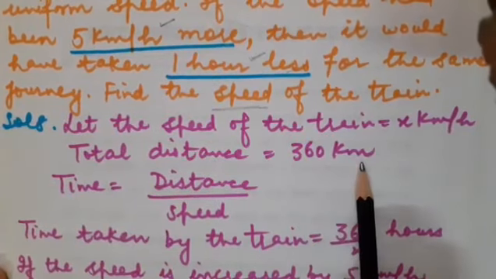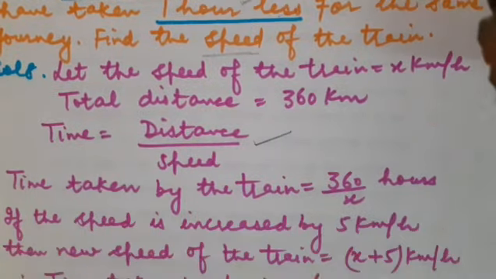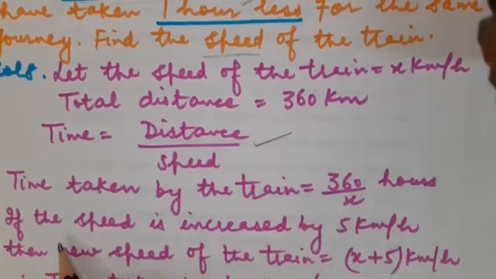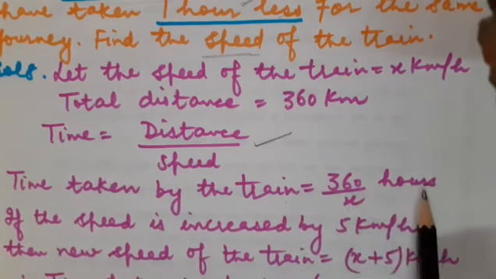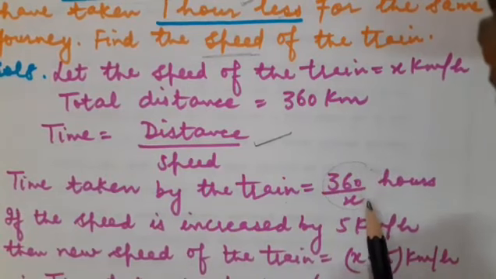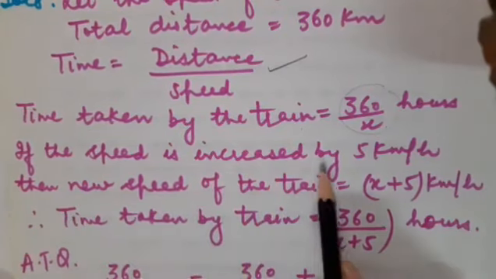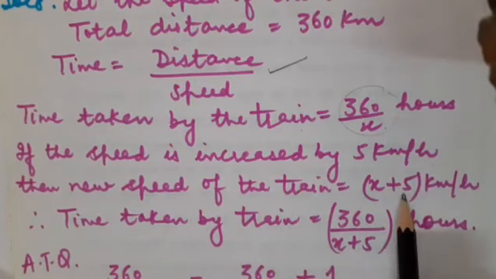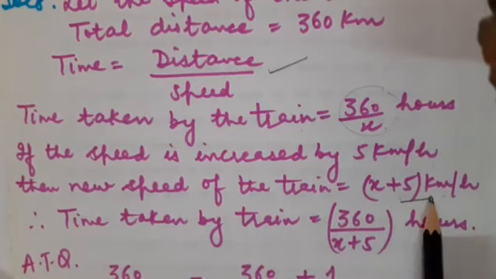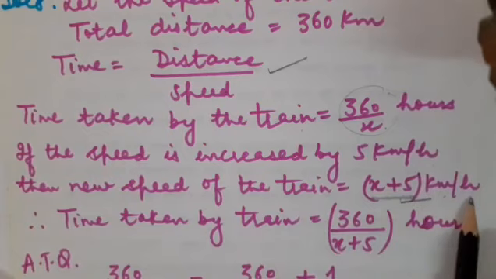So what is the total distance covered by the train? That is 360 km. Children, you know very well that time is equal to distance upon speed. So in case number 1, when the speed of the train was x km per hour and the total distance is 360 km, then the time taken by the train is equal to 360 upon x hours. This is time, look, distance upon speed. Fine. Now let us discuss case number 2. If the speed is increased by 5 km per hour, then the new speed of the train is x plus 5 km per hour. Of course, the speed is increased. So what would be the speed now in case 2? That is x plus 5 km per hour.